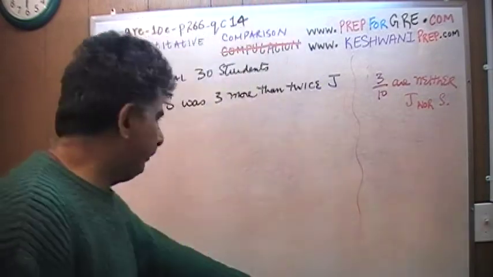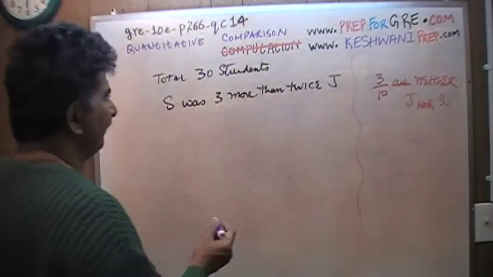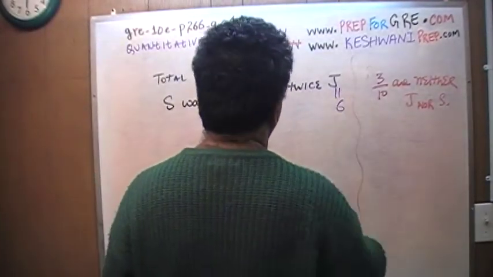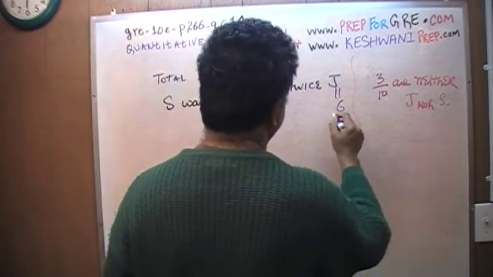So let's go. I'm going to pretend, let's pretend that juniors are 6. I'm just going to pretend here, okay?